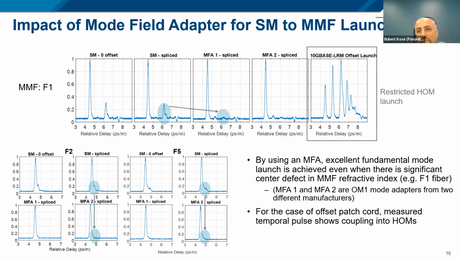But anyway, it launches into a large number of mode groups when you use the offset launch, and I'm going to talk about this briefly later. Again, F2 and F5 fibers are very similar. If you don't use the mode field adapter, you see the secondary peaks in the upper and the lower. If you use the mode field adapter, it gets rid of that. So this is telling us that both mode field adapters, 1 and 2, seem to be cleaning this higher order mode launch.